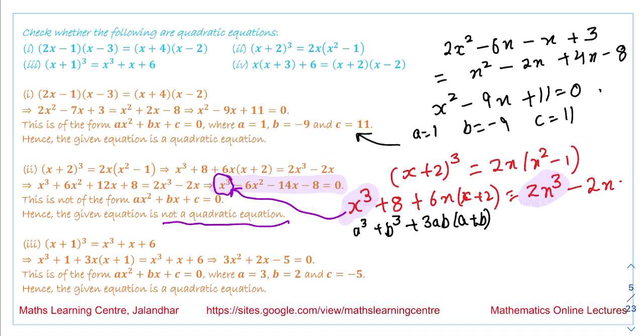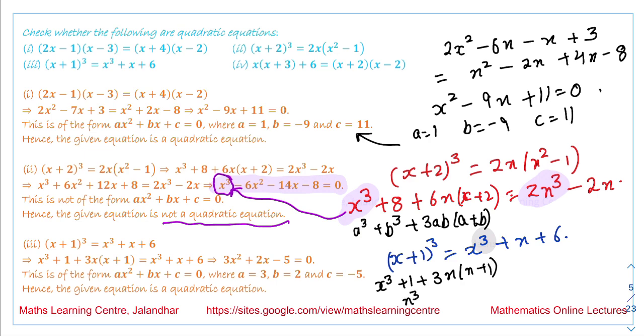Now next we have (x + 1)^3 = x^3 + x + 6. This cube is there, but by looking at the cube we are not giving any answer that it is cubic, so it is not a quadratic equation. First of all, we have to simplify or open all these brackets. So we write x^3 + 1 + 3x(x + 1), and this becomes x^3 + 1 + 3x^2 + 3x, that is equal to x^3 + x + 6.